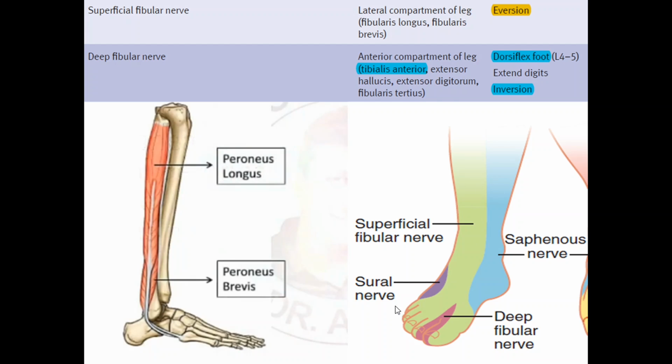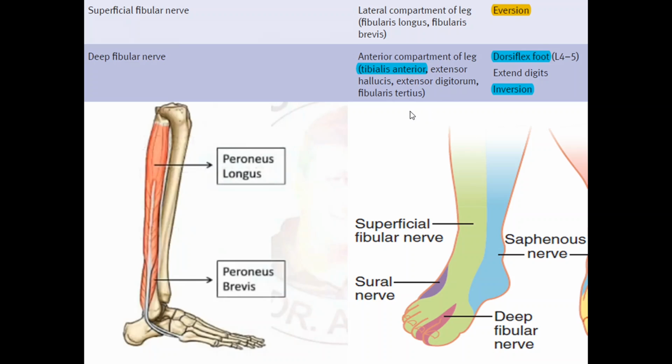Now let's see the dorsal aspect of the foot. This is the dorsal aspect of the foot. See, the dorsal aspect of the foot is supplied by superficial fibular nerve, except for the first web space. See the first digit web space. This is supplied by deep fibular nerve.